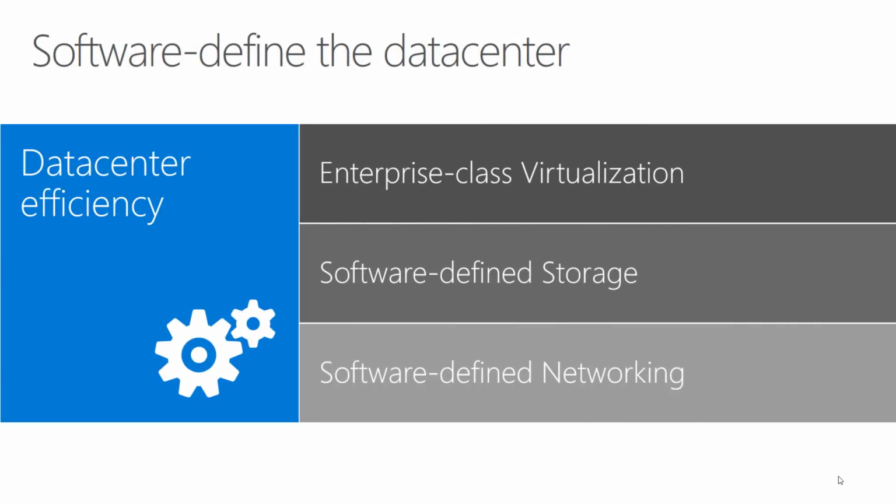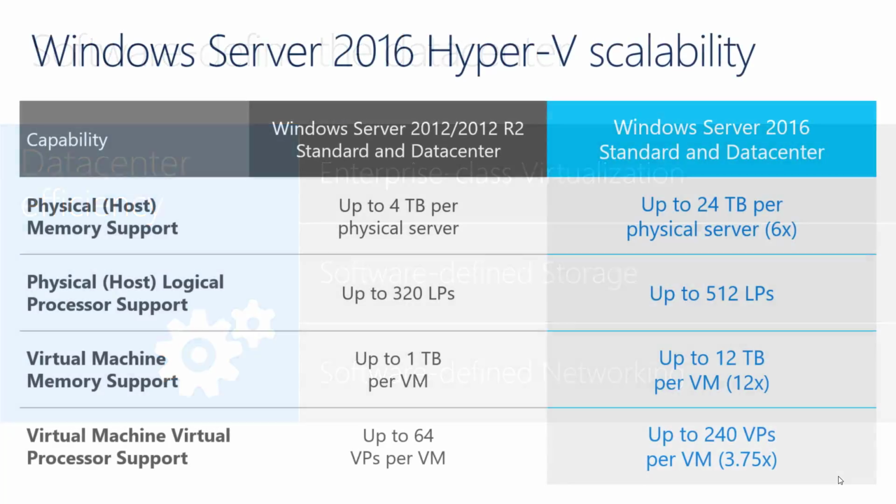So with data center efficiency, really the three main categories we're looking at here are software-defined compute or enterprise-class virtualization via Hyper-V, software-defined storage. So what are some of the enhancements that we've got with Storage Spaces and Storage Spaces Direct? And then software-defined networking. So this is really where we start taking a look at some of the pieces that have been brought down from Azure, for example, down to Windows Server.